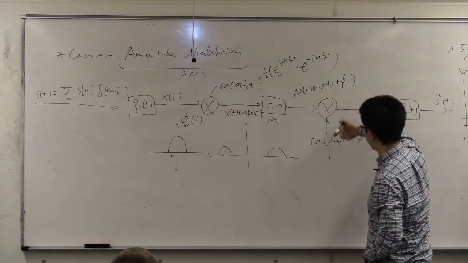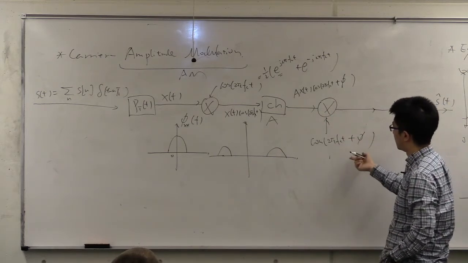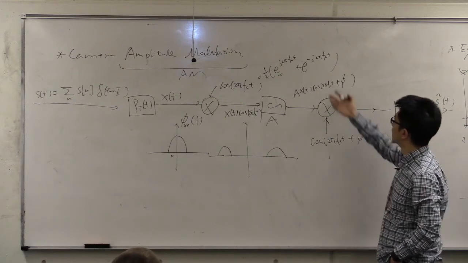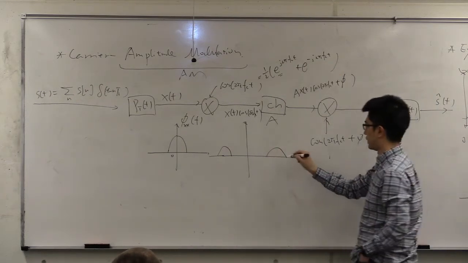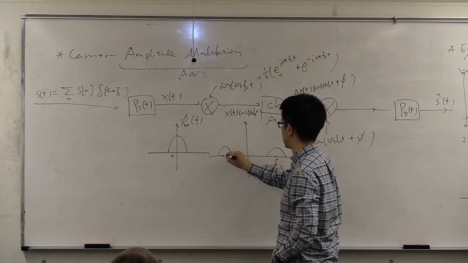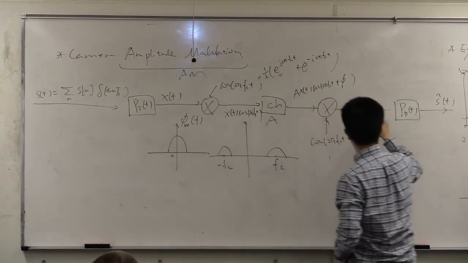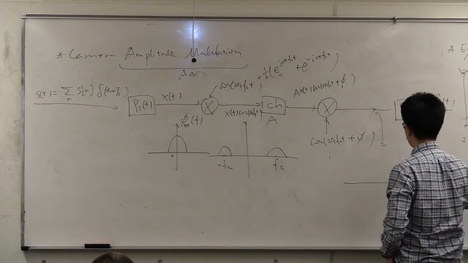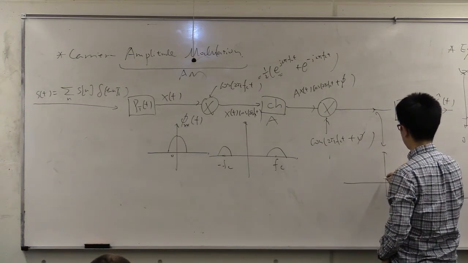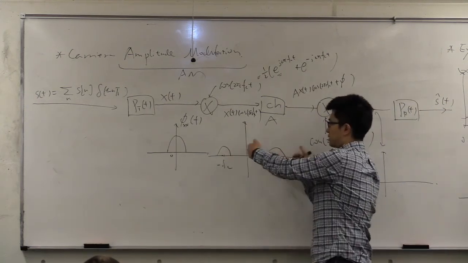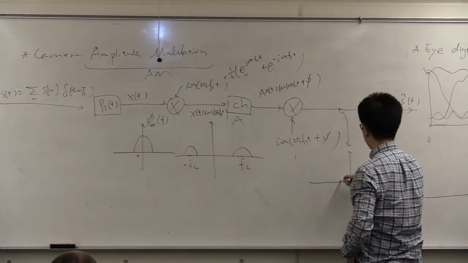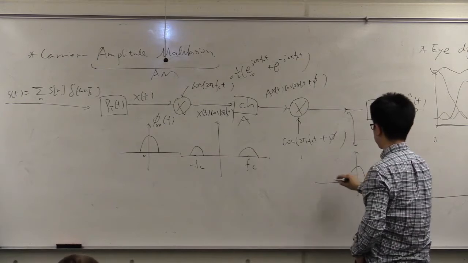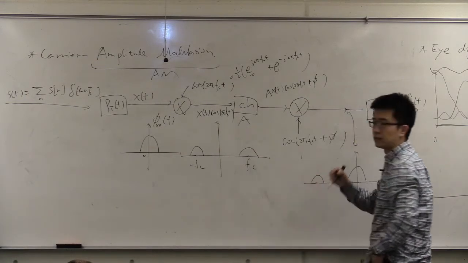After multiplying by that, remember this is another something like that. You're going to shift this again. Here is fc, here is negative fc. If we shift this on this side and shift this on the other side, and add them together, we're going to have something like this. Does that make sense?